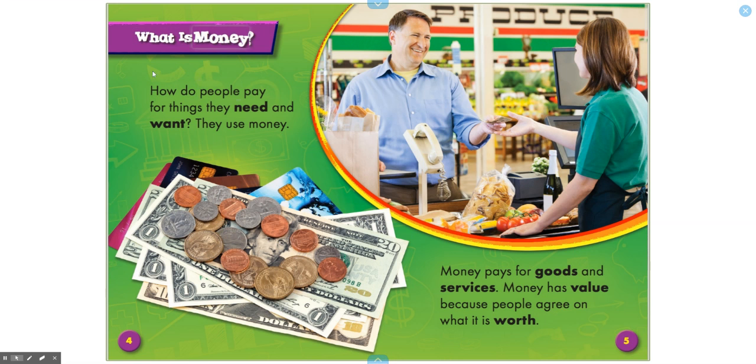What is money? How do people pay for things they need and want? They use money. Money pays for goods and services. Money has value because people agree on what it is worth.